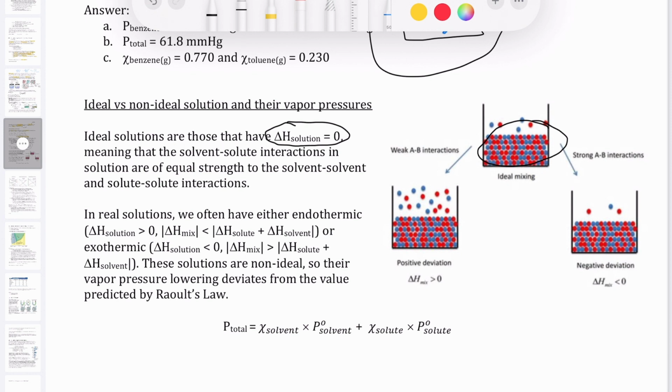Now, again, why are we necessarily concerned with ideal solutions? Because the calculations are a lot easier when we have ideal solutions versus non-ideal solutions. You might remember the same concept was used when we were discussing ideal gas versus real gas, right?